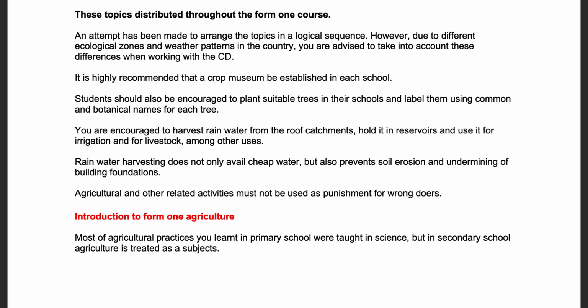You are encouraged to harvest rainwater from the roof catchments, hold it in reservoirs and use it for irrigation and for livestock, among other uses. Rainwater harvesting does not only avail cheap water, but also prevents soil erosion and undermining of building foundations. Agricultural and other related activities must not be used as punishment for wrongdoers.